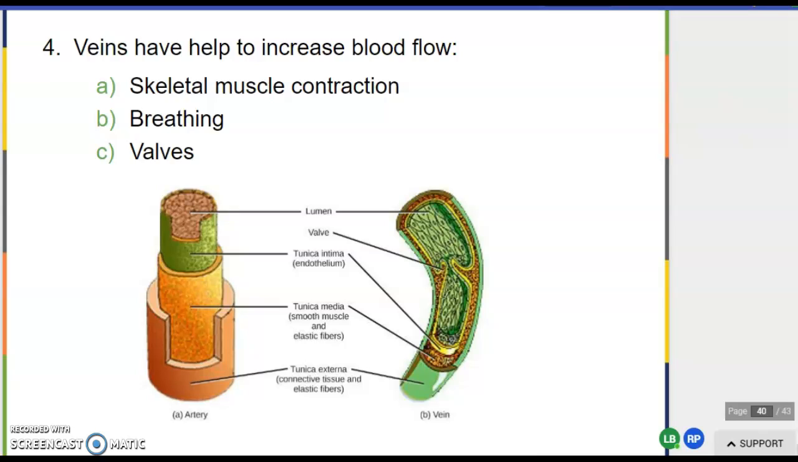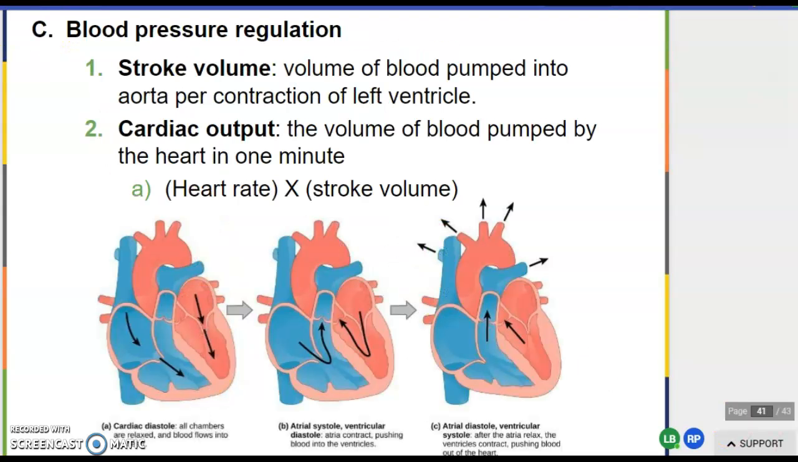Veins help to increase blood flow. Oh yeah, skeletal muscle contraction plays a part in keeping those veins efficient. This is the formula by which they measure the rate at which blood is moving through the heart.